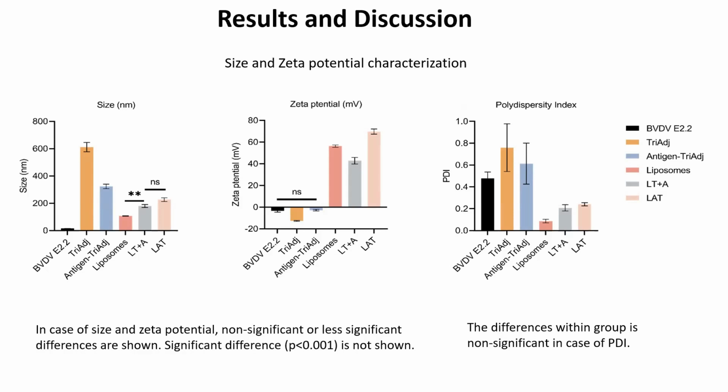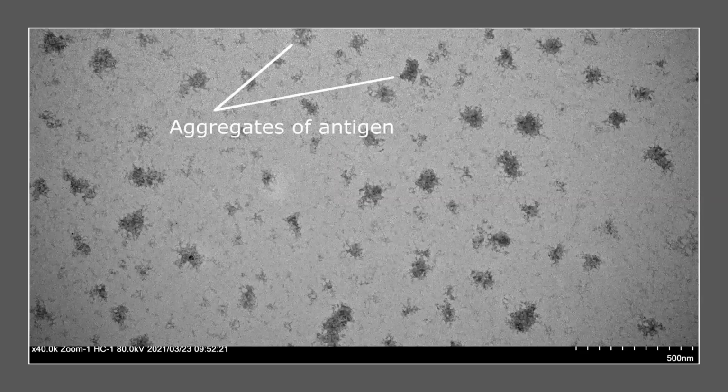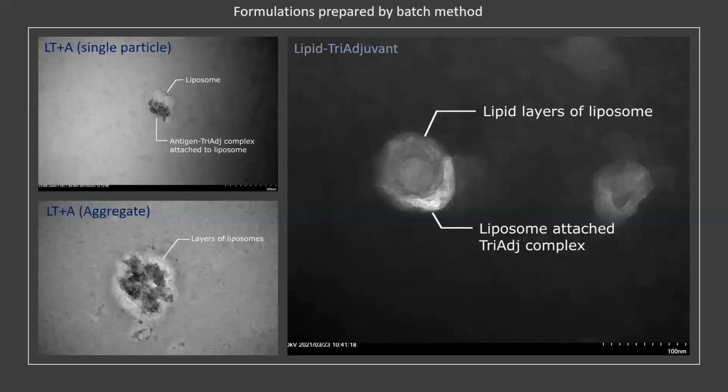The LT+A vaccine particles form gross visible aggregation and sedimentation occurs, which was also observed in transmission electron microscopy studies. In contrast, the LAT vaccine particles remain suspended, and DLS results prove their uniform and homogeneous nature. In TEM studies, antigens are observed as black dots inside the artifacts, and antigen aggregates can be seen in the image. The TEM images of lipid triadjuvant and LT+A vaccine particles prepared by the batch method were compared to define the role of the antigen in the formation of visible gross aggregation of the particles.